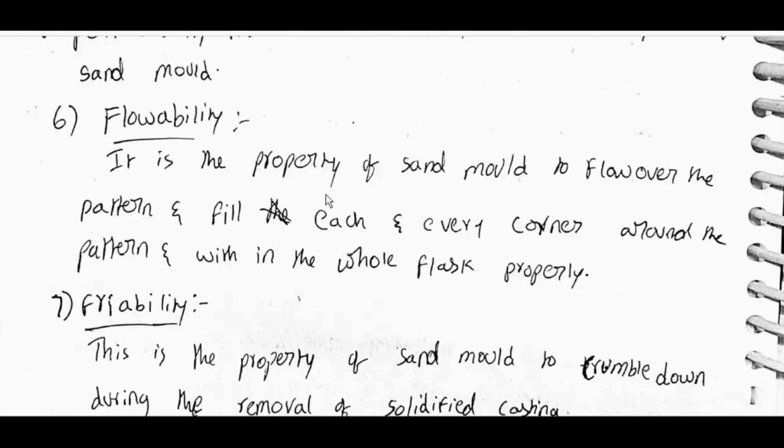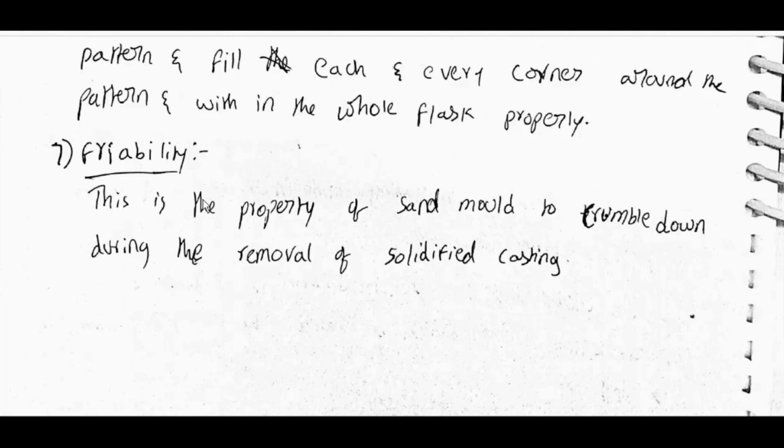Flowability: it is the property of sand mold to flow over the pattern and fill each and every corner around the pattern within the whole flask properly. Friability: this is the property of sand mold to crumble down during the removal of the solidified casting.